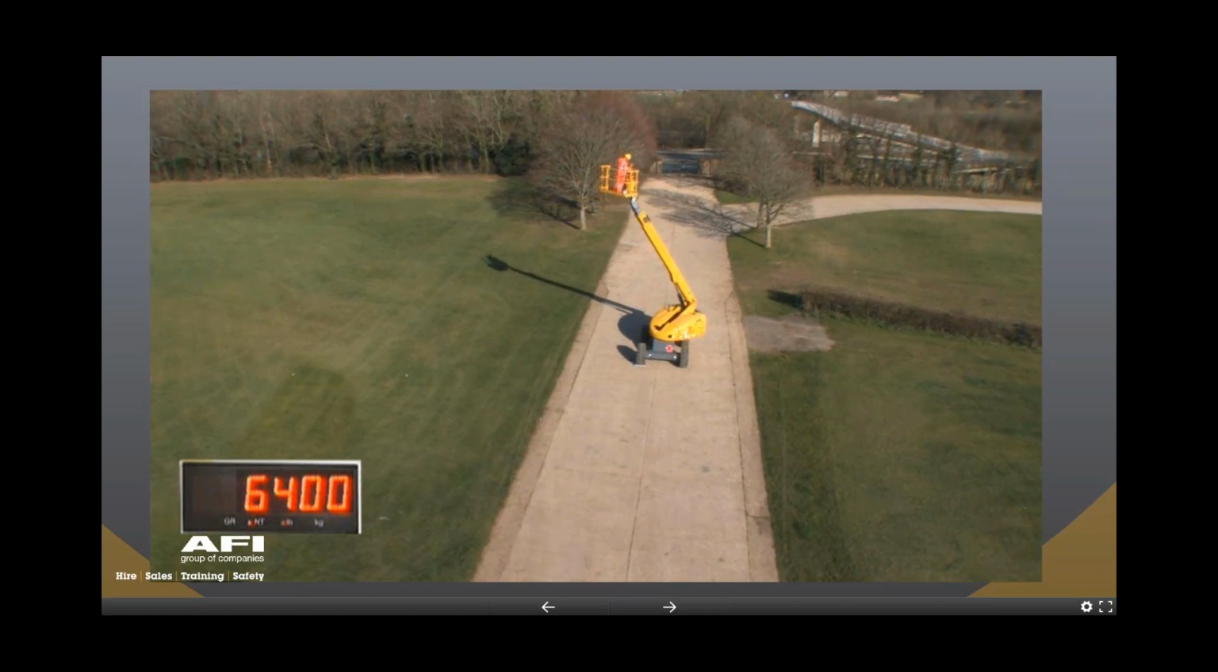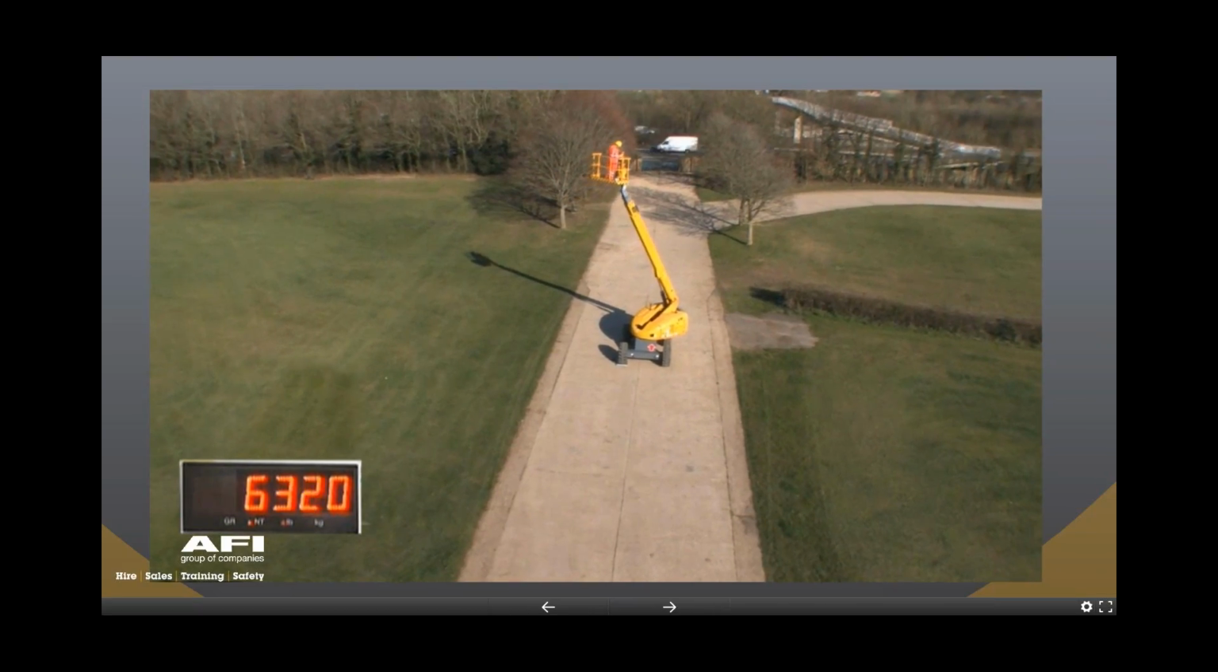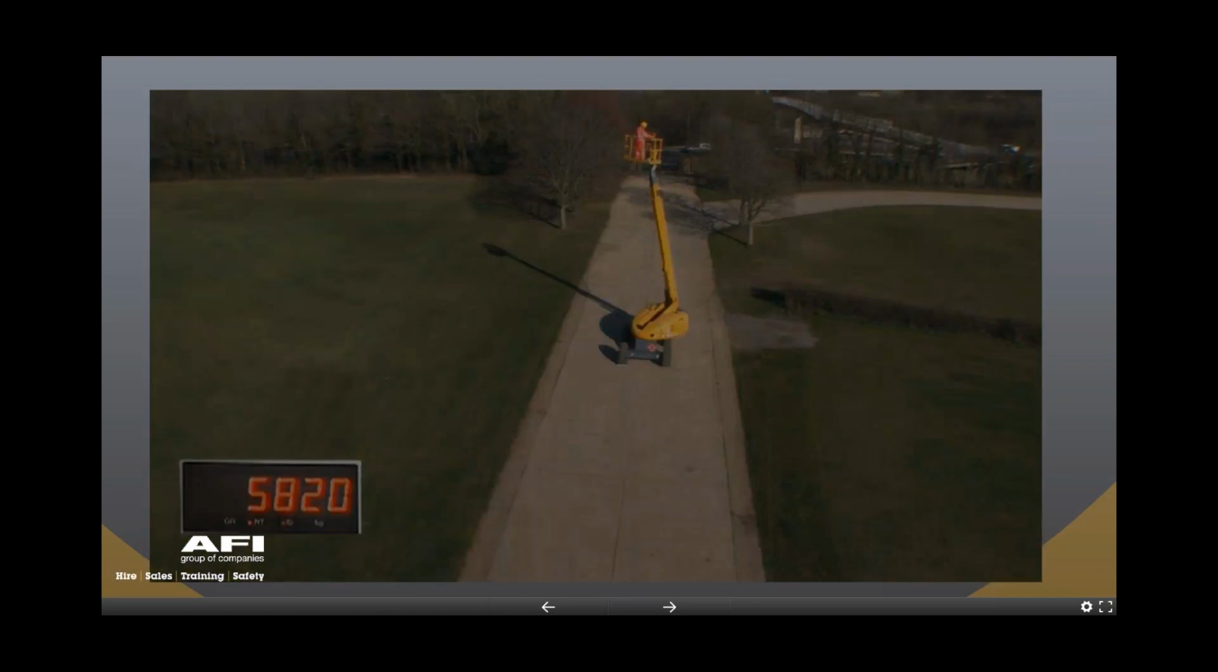And as people don't realise, when you actually elevate up, the wheel force is lower. So you can see he's scrapped about 2,000 kilos off his actual wheel load there.